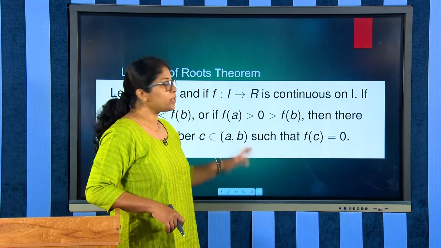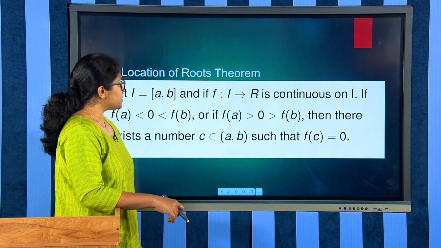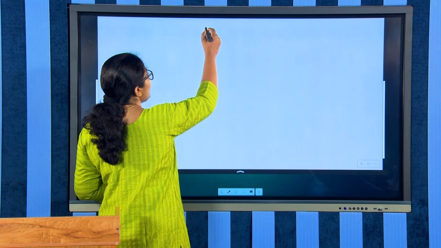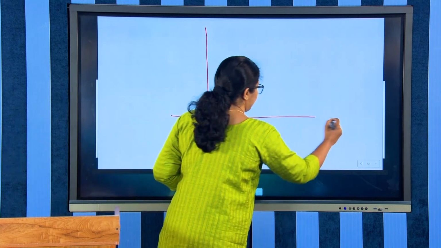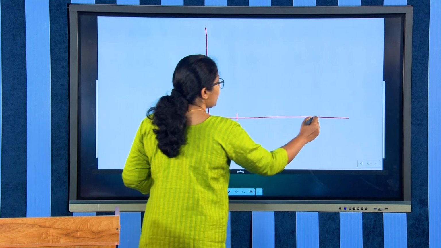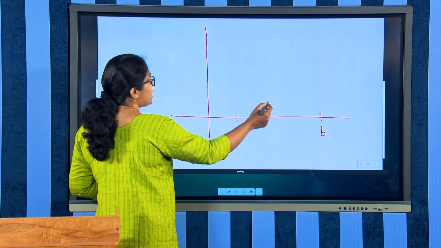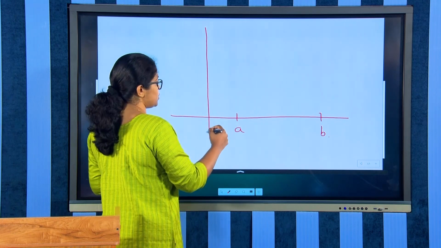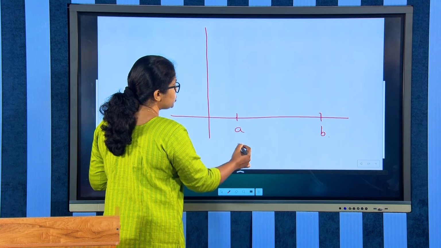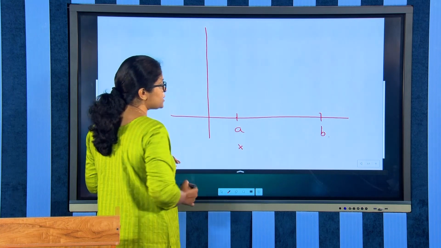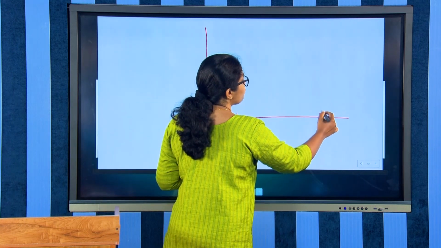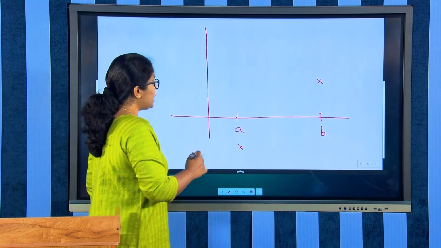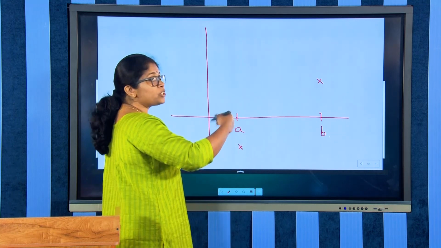So, that is the importance of this theorem, and geometrically we can look into this as we are given an interval AB where you have f of a and f of b, one is less than 0 and the other is greater than 0. That means f of a, the image corresponding to a, lies below the x axis and f of b lies above the x axis or vice versa, and also given that the function is continuous.